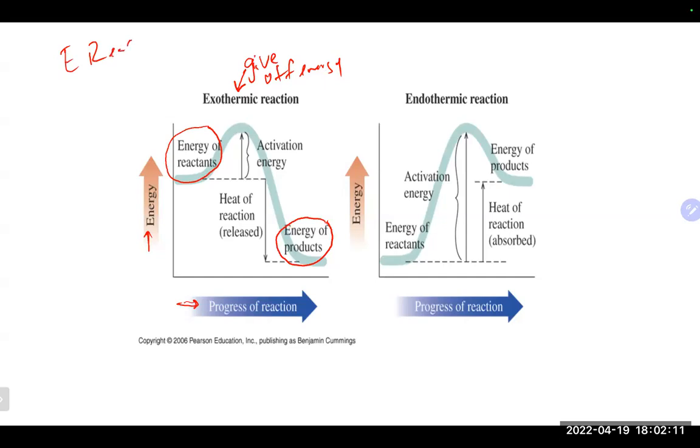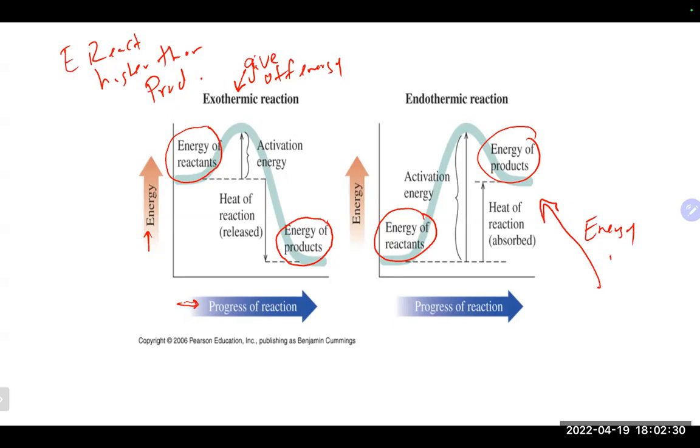Again, the energy of our reactants is higher than products. And we see the opposite here on the right. The energy of our reactants is actually lower than our products, which means in order to get up there, we have to put energy in. Energy is absorbed, and that is obviously an endothermic reaction. So those are really two important spots on this energy diagram.